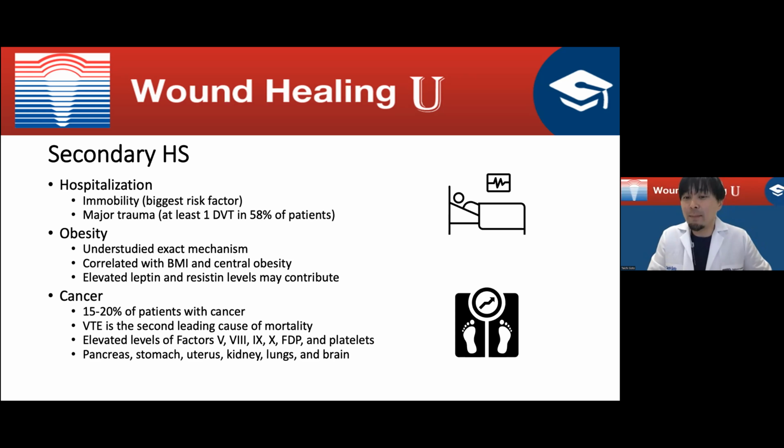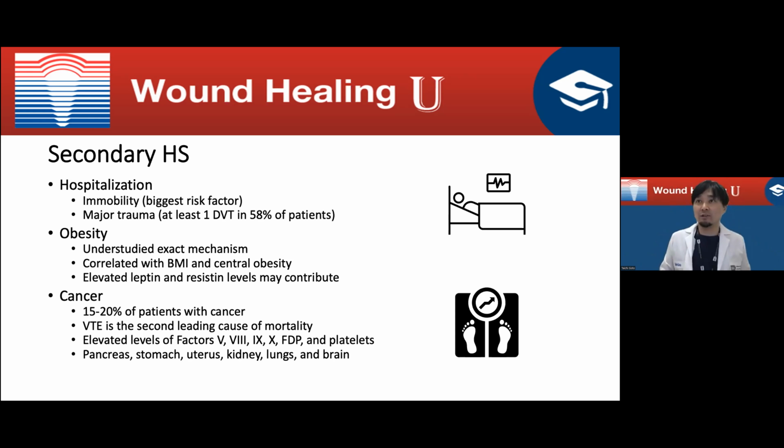Actually, the exact mechanisms of the relationship between obesity and hypercoagulable states are still understudied and unclear. But some studies showed BMI was correlated with venous thromboembolism. And it was also shown that central obesity and elevated leptin and resistin levels, which are hormones regulating weight and glucose metabolism, may be associated with thrombosis.